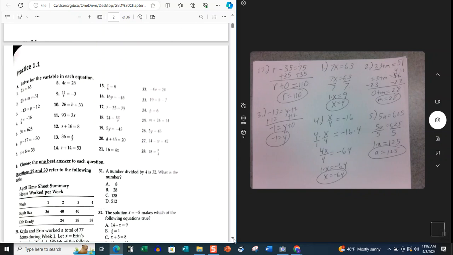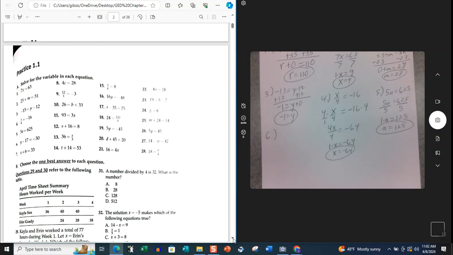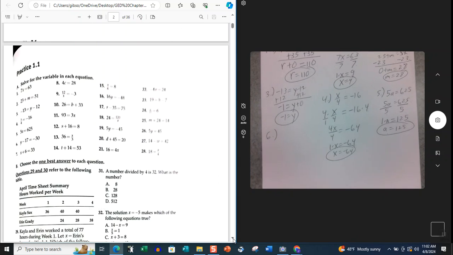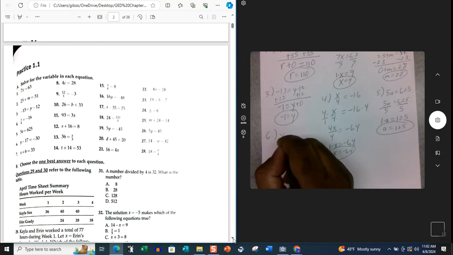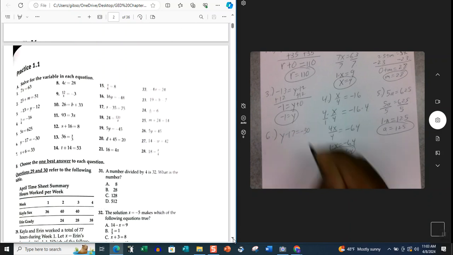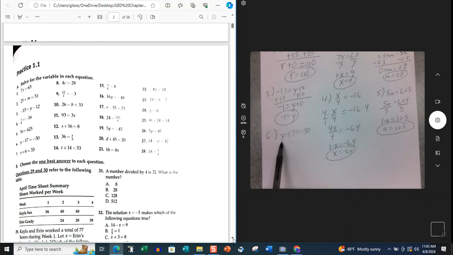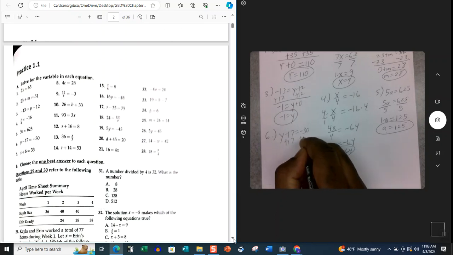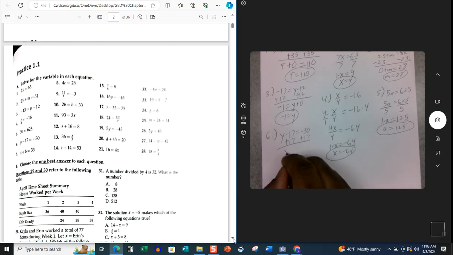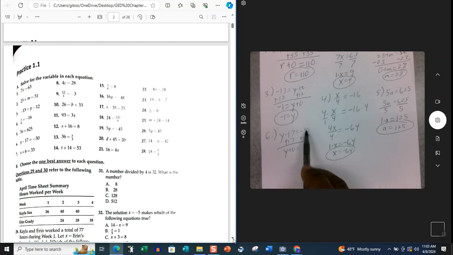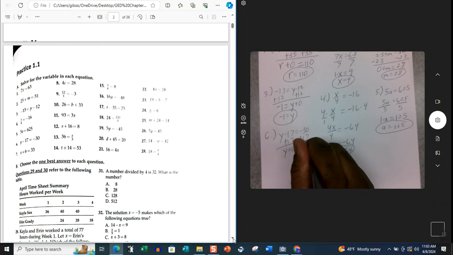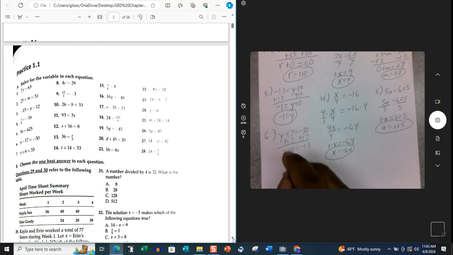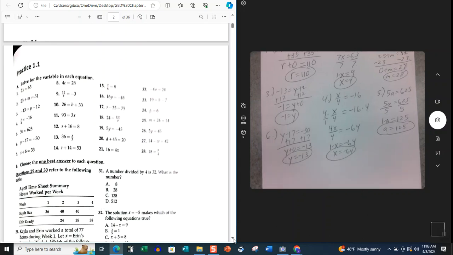Okay, now we go here to problem number 6. Problem number 6, we will have y minus 17 equals negative 30. Now we're trying to get y by itself, and on the same side as y we have a minus 17. So we will add 17 on both sides. So this would be y plus 0. Negative 30 plus 17 would give us a negative 13. And y plus 0 is y, and y equals negative 13.